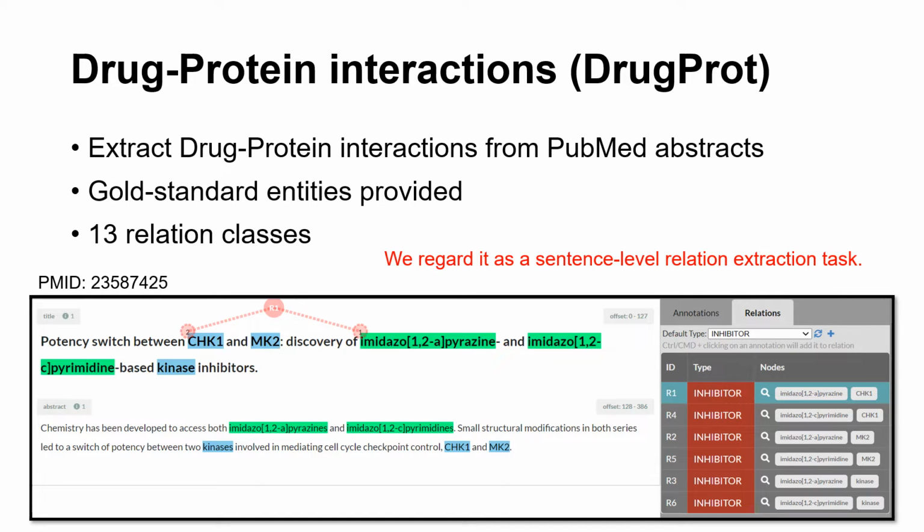The DrugProt project aims to extract drug-protein interactions from PubMed abstracts, providing the gold standard entities. There are a total of 13 relation labels. According to the features of the corpus, less than 1% of the relations cross multiple sentences in the training set. Therefore, we focus on training relation extraction within the sentence.